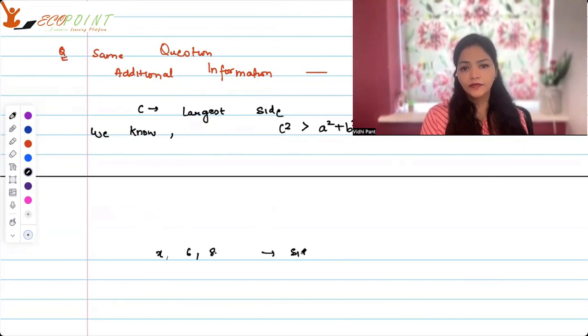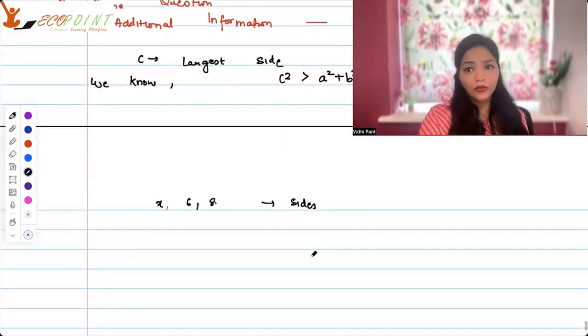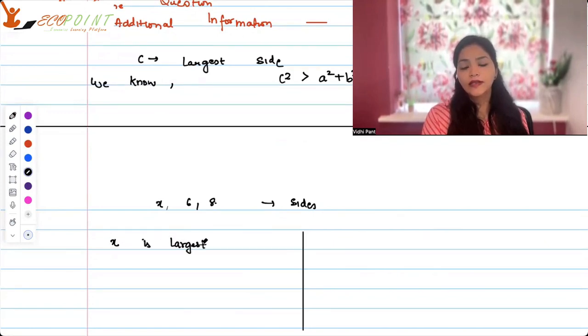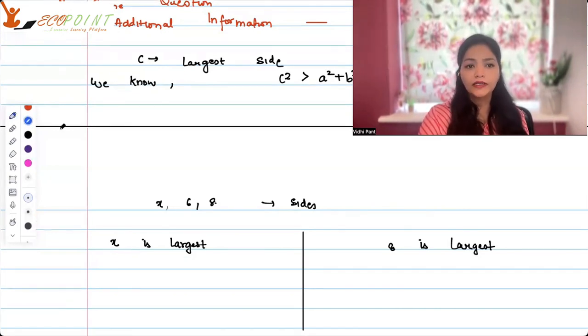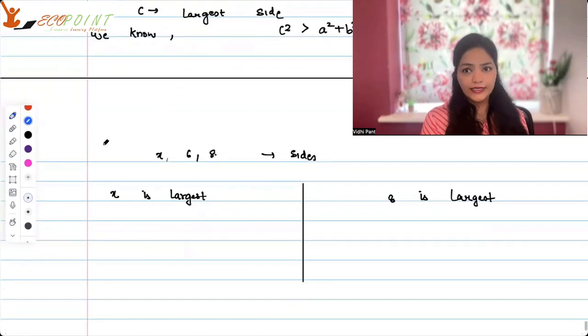These are the sides. We don't know which is the largest side. So there are two possibilities. The possibilities are x is largest and the other possibility is 8 is largest. Of course, 6 cannot be the largest because, of course, 8 is bigger, right? So either x could be the largest side or 8 is largest.